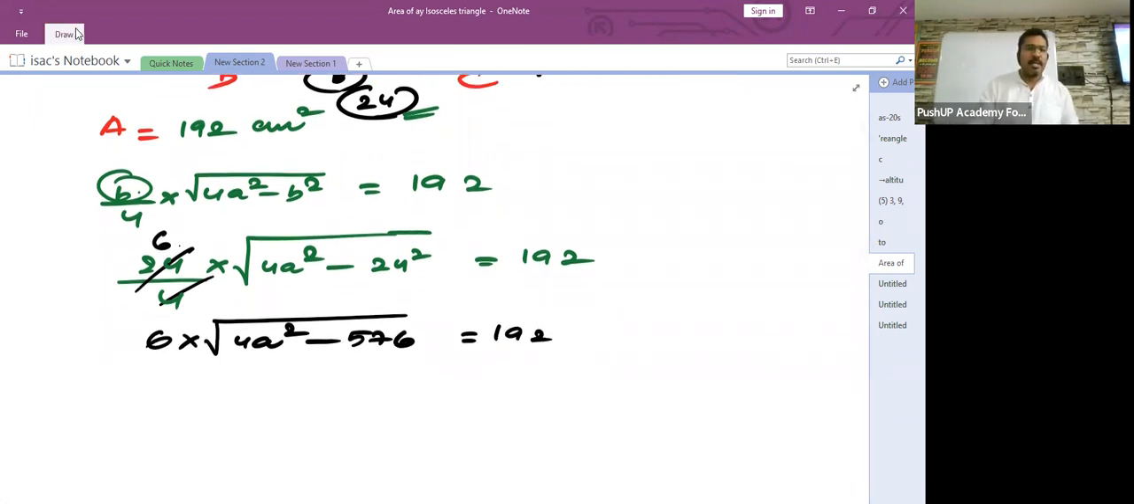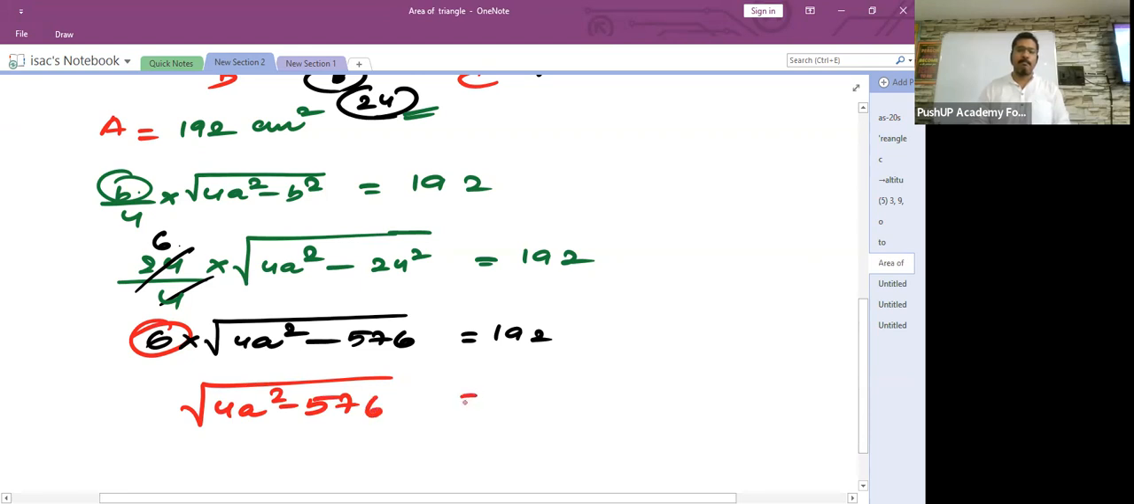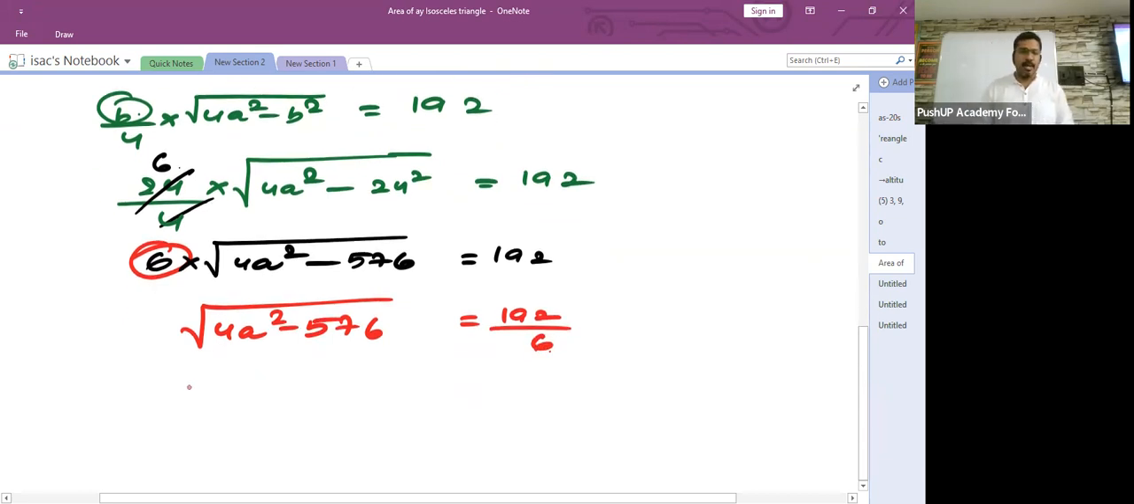Now, in the very next step, can't we bring this 6 from the left side to the right hand side? We can bring it. So where it will go? It will go to the right hand side. Which position? Numerator or denominator? Denominator. So it becomes 192 divided by 6. Right? How much is 192 by 6?